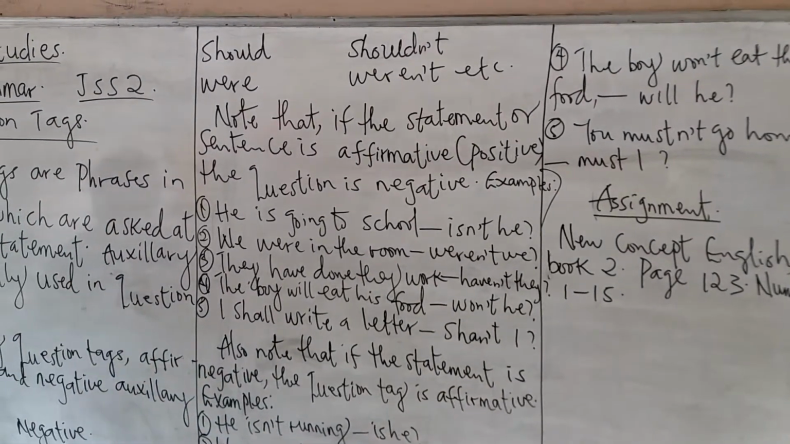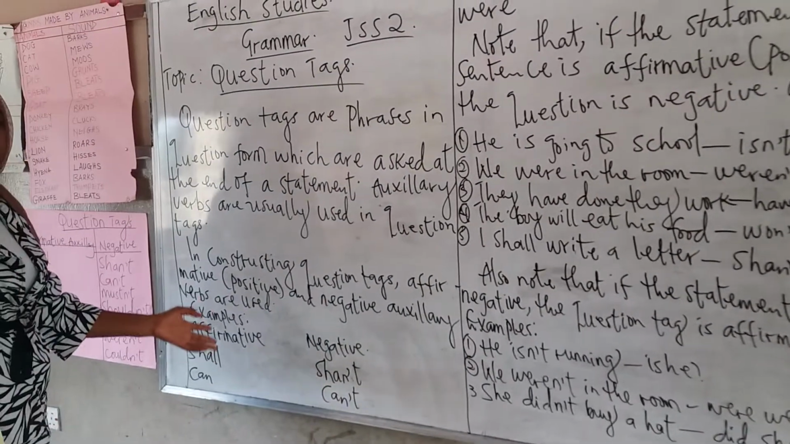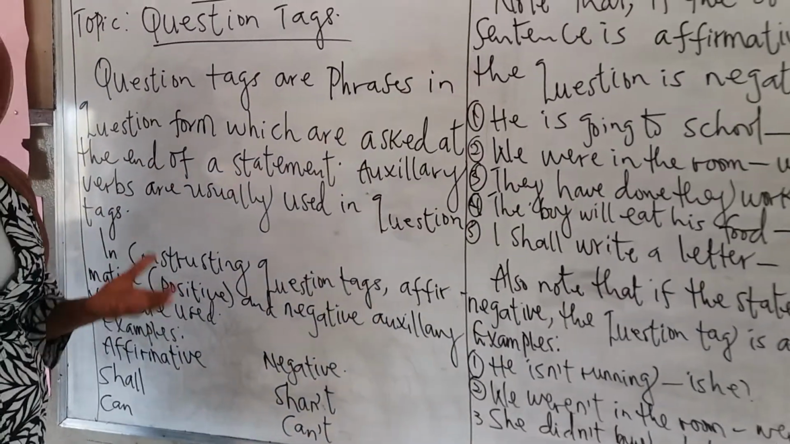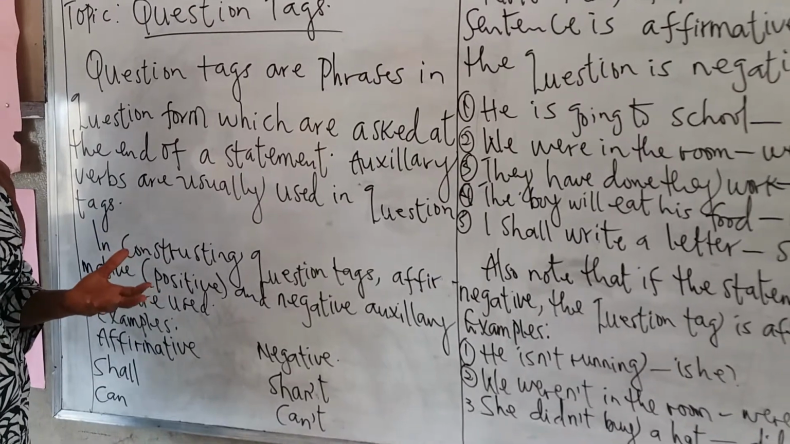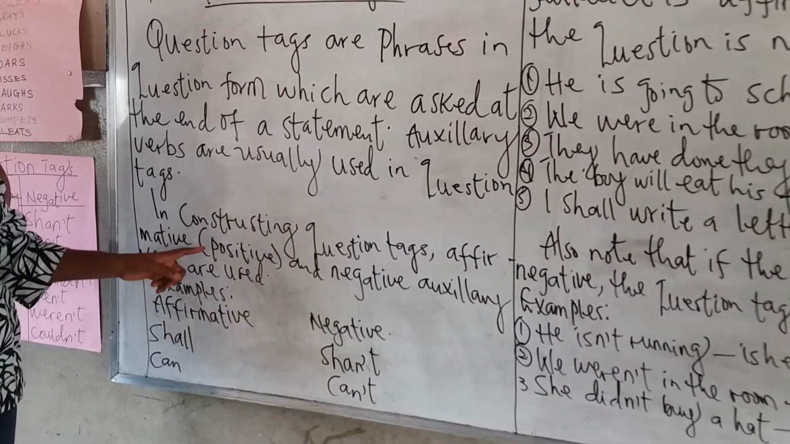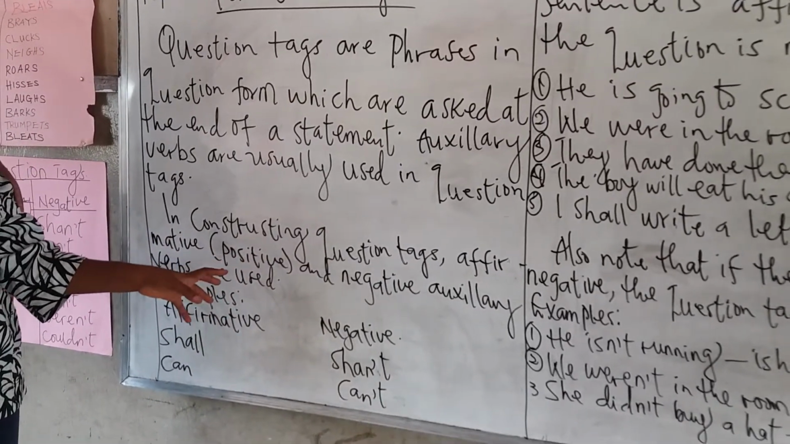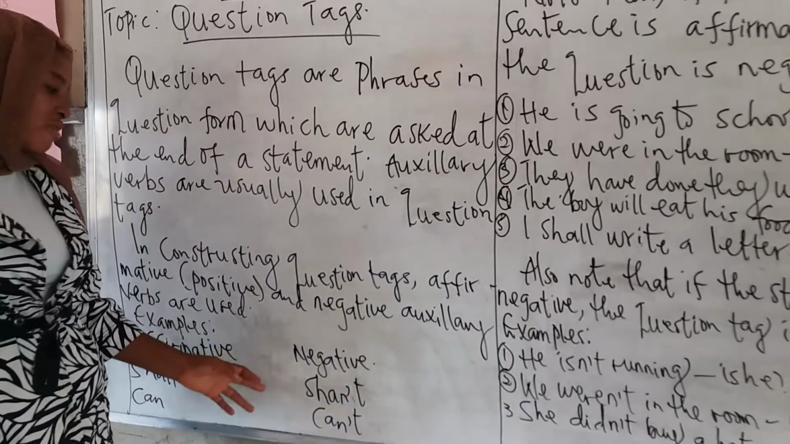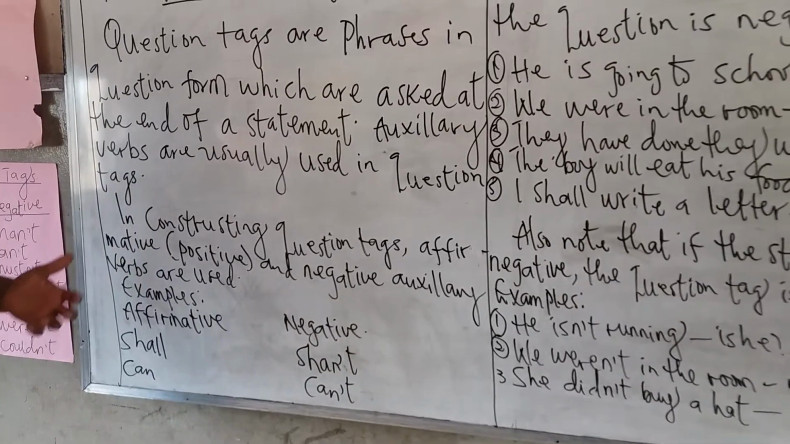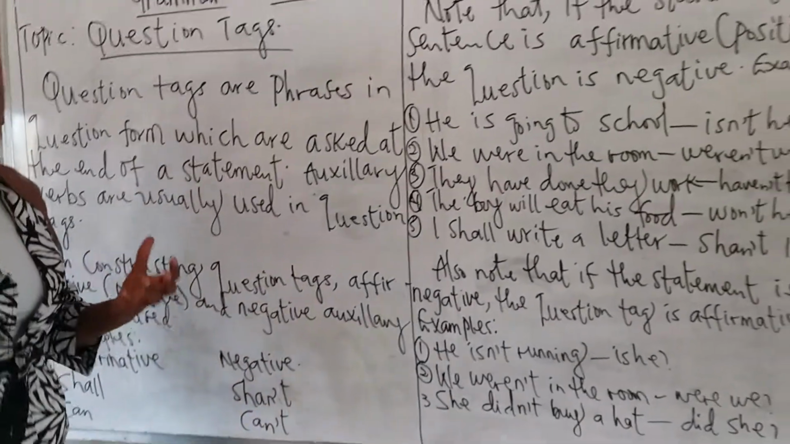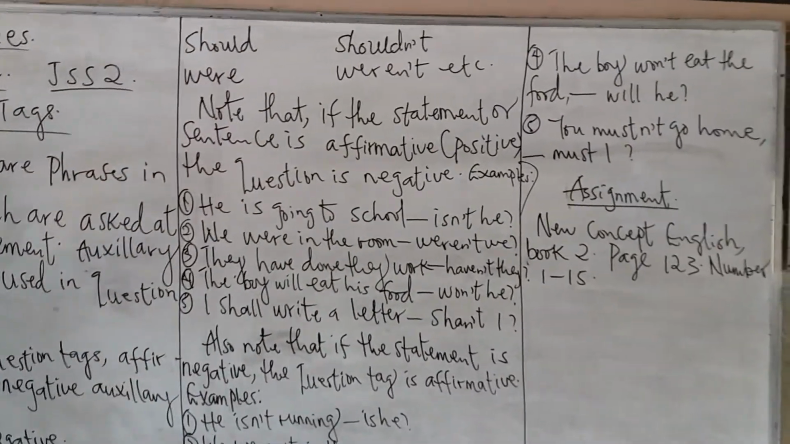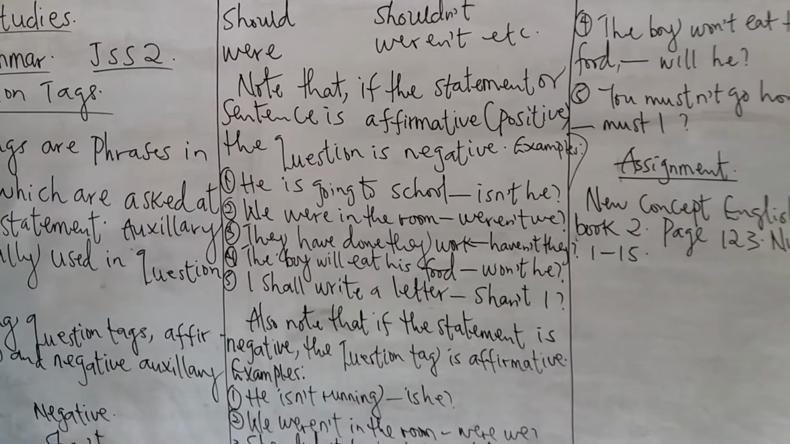Remember that the meaning of affirmative is sentences or statements written in the positive. That's why you have positive in brackets here. How about negative? Negative means sentences written in the negative. How do you identify a sentence that is written in the negative? You identify it by the word not, that is N-O-T. Is that clear?